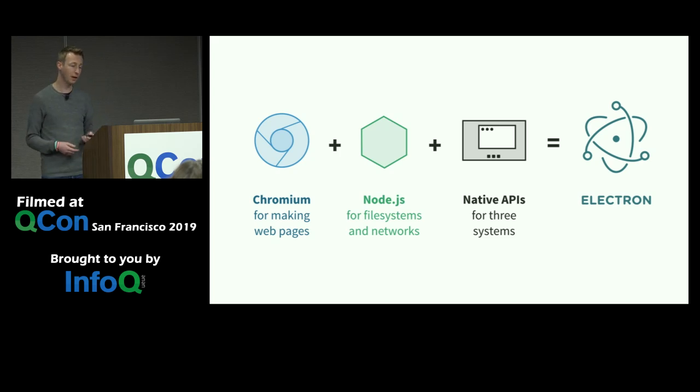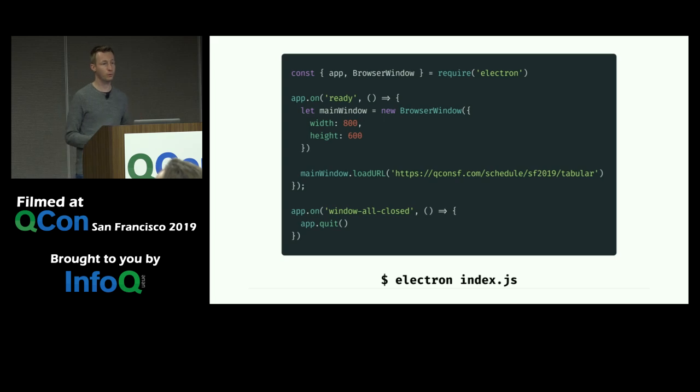Now, what does that look like? Here's an example of the code you need to write to get the QCon schedule up on your desktop as an app. As you can see, it's not that many lines of code. And I'll quickly walk through basically what it does. So we begin with importing two APIs from Electron, the app API, which is basically the main process of your application, and the browser window API, which we use to create windows.